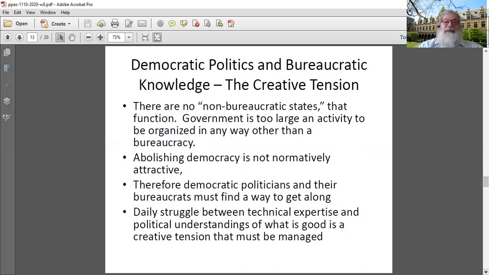It's also not an attractive idea to talk about abolishing bureaucracy or democracy, right? So, whether we like it or not, we're stuck with bureaucratic public services and state organizations, and we really would like to keep democracy. So, democratic politicians and their bureaucrats have to find a way to work together. And that daily struggle between technical expertise and political understandings of what is good is a creative tension that must be managed. And the person in charge of managing it is the minister.